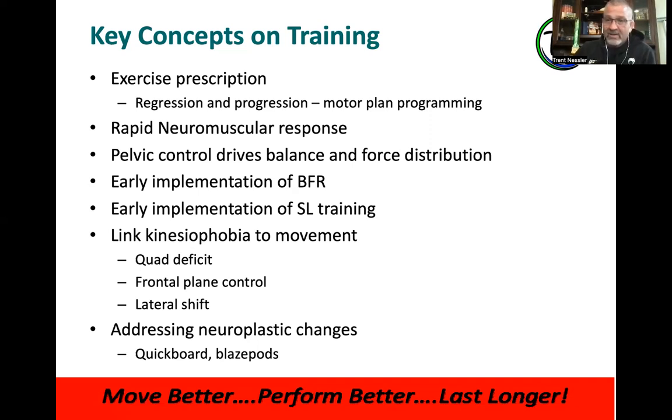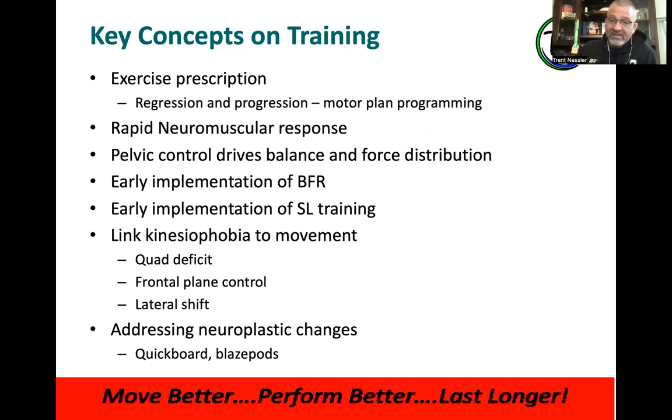Early implementation of straight single limb training, absolutely essential, especially for both pelvic control as well as that dynamic valgus. There is a strong link of kinesiophobia to movement. Strong link to kinesiophobia in your quad deficit. There's a strong link to kinesiophobia in frontal plane control. And there's a strong link to kinesiophobia in the lateral shift. If you correct lateral shift, if you correct frontal plane control, if you use BFR, kinesiophobia will not be an issue. That's what we see. If you improve the movements, what we see is that kinesiophobia drastically reduces.